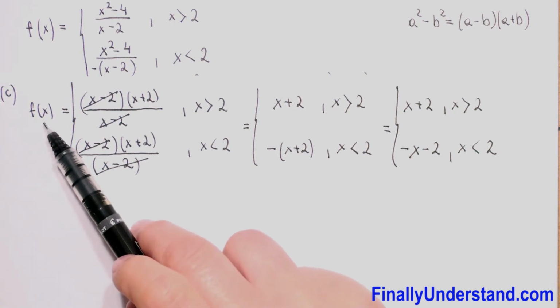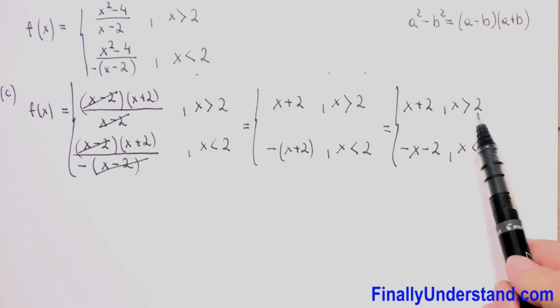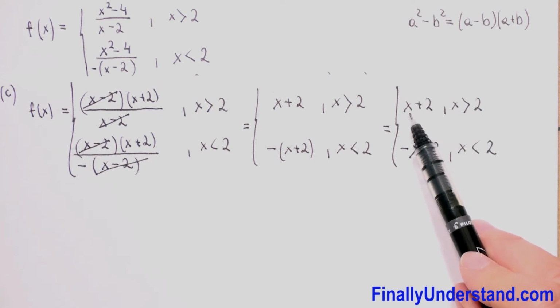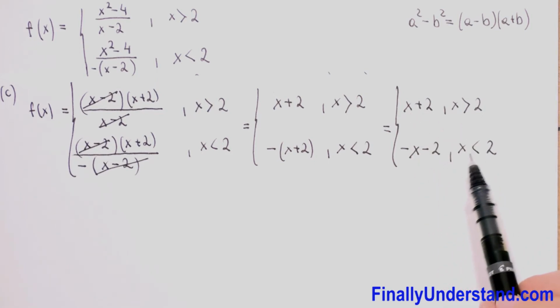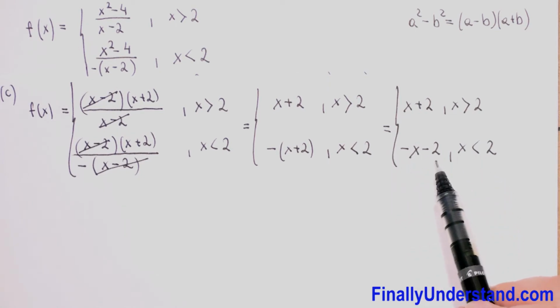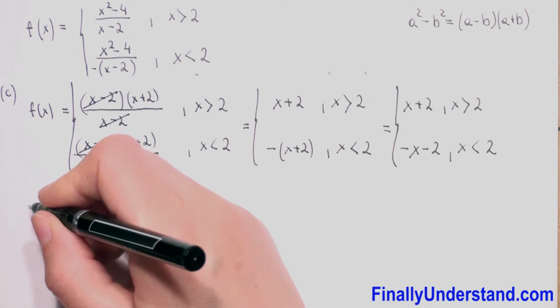So our function f has two parts. For x greater than 2, we have the linear function x plus 2. The graph for a linear function is a straight line. And for x less than 2, we have the linear function negative x minus 2. So to draw the graph, we will need at least 3 points. So first, I will rewrite our function f as two functions.